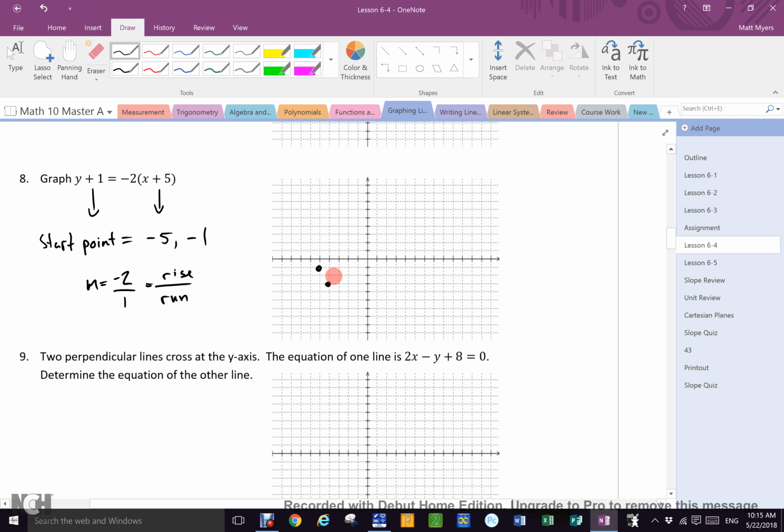To the right 1. I need 3 points to be sure, so I go back to the starting point, and if I went down 2 and right 1, where do I go from here? Up 2 and left 1. And there's my line. Can everybody do it?